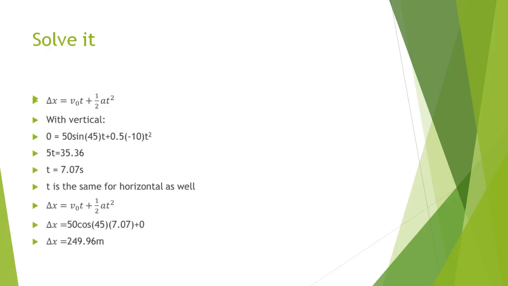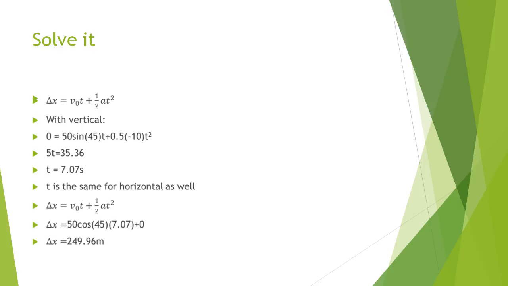So if we use the formula delta x equals v0 times t plus half times a times t squared with the vertical plane, when we fill in the values that we need, we would have 0 equals 50 times sine 45 degrees times t plus 0.5 times minus 10 times t squared. So if we were to rearrange these values, we would see that t equals 7.07 seconds.